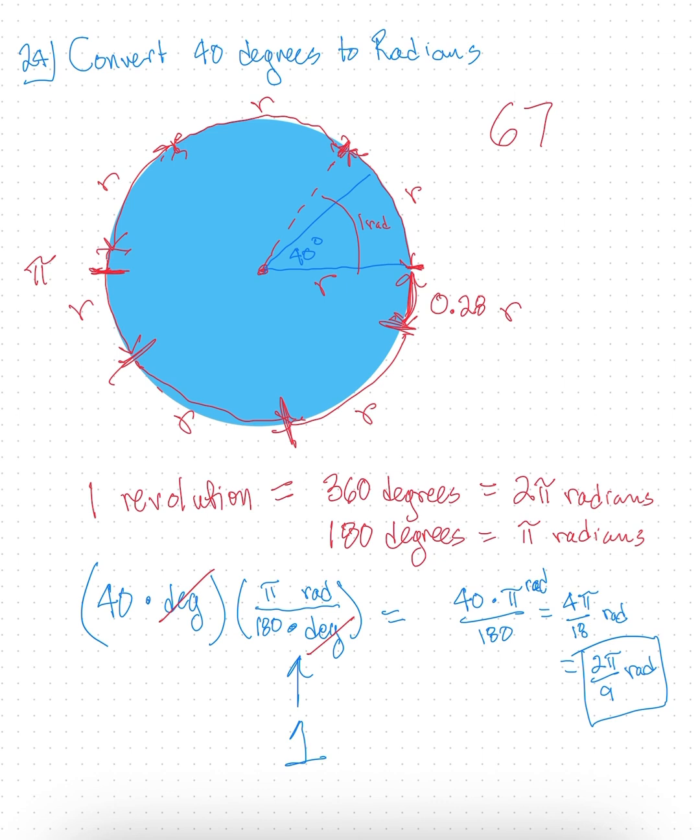And we are just doing the same unit conversion process as we used in problem 10. And that's how we work with degrees and radians. That's how we measure angles.